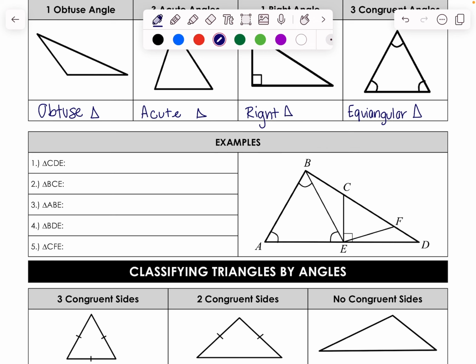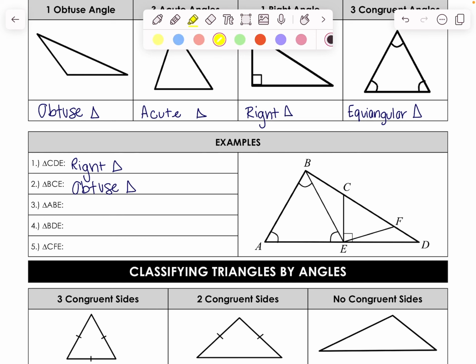So if we look at CDE, you can go ahead and highlight that real quick. CDE is this one right here, and that does have a right angle, so that's going to be a right triangle. Okay, so then we have BCE, so B to C to E, that's this one right here. And at angle C, it's an obtuse angle, so that's going to be an obtuse triangle.